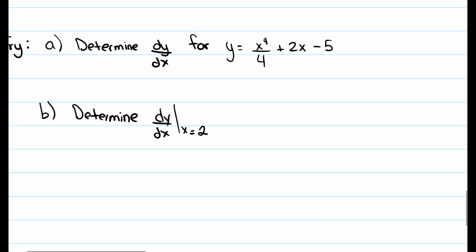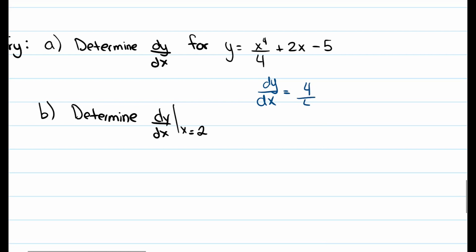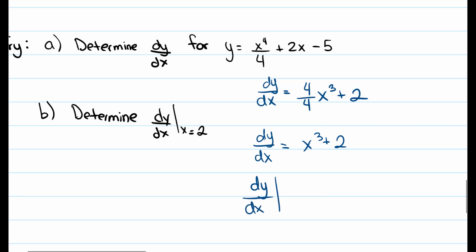So for part A, we get dy dx is equal to 4 divided by 4 times x cubed plus 2. And so we get dy dx is equal to x cubed plus 2. And now for part B, we need to do dy dx when x is equal to 2. So we get 2 cubed plus 2, which is equal to 8 plus 2, which is 10.